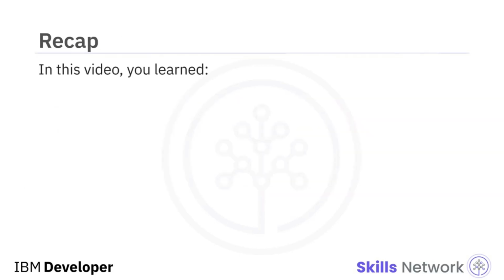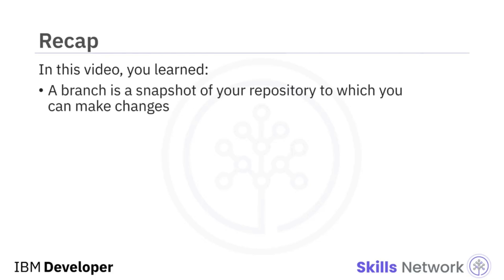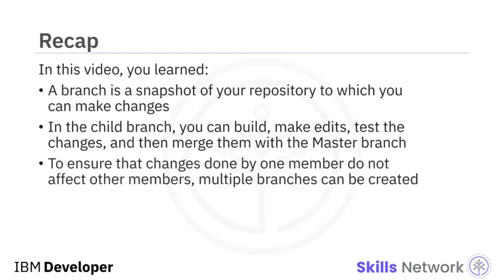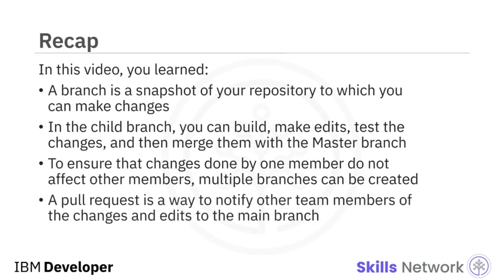In this video, you learned a branch is a snapshot of your repository to which you can make changes. In the child branch, you can build, make edits, and test the changes, and then you can merge them with the master branch. To ensure that changes done by one member do not impede or affect the workflow of other members, multiple branches can be created and merged with the master. And a pull request is a way to notify other team members of the changes and edits to the main branch.